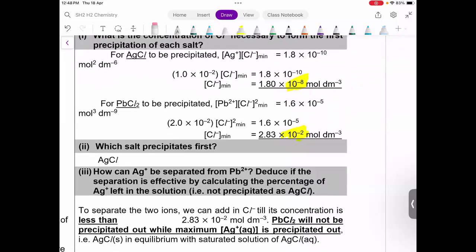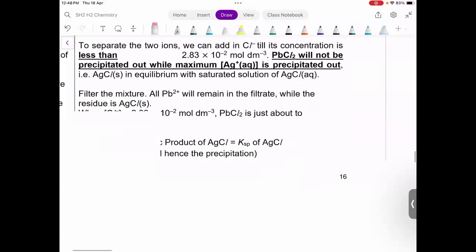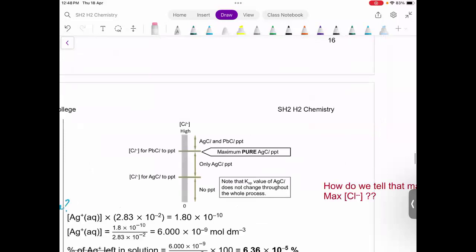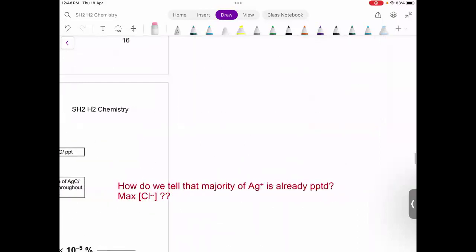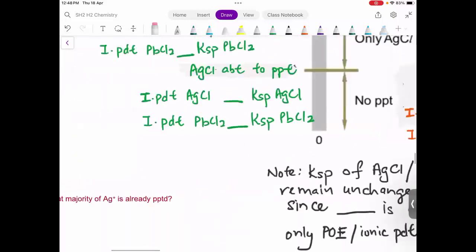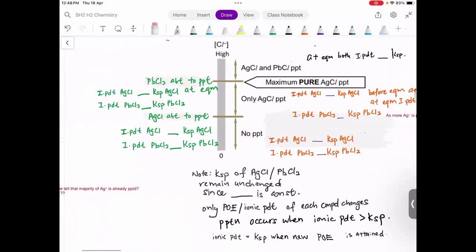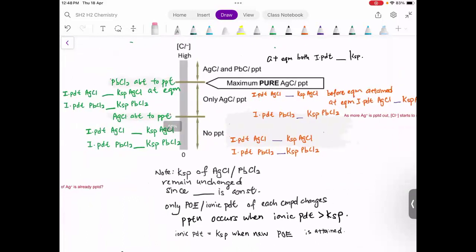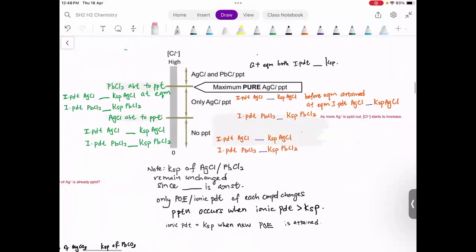So from here, are we able to prove by calculation that silver plus is effectively separated from lead 2 plus? Can we prove by calculation? And how do we do that? So before we do that, there's this diagram that is printed on your lecture notes. Can you help me revamp that diagram to this? Okay, now you copy this down. The whole thing.